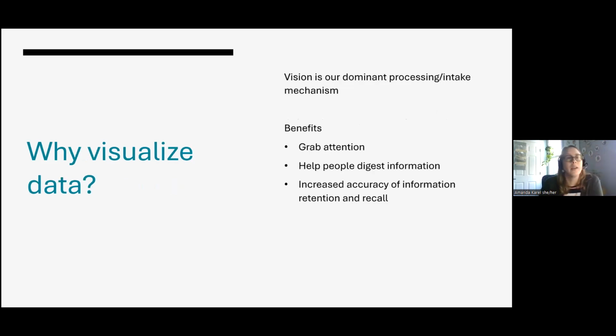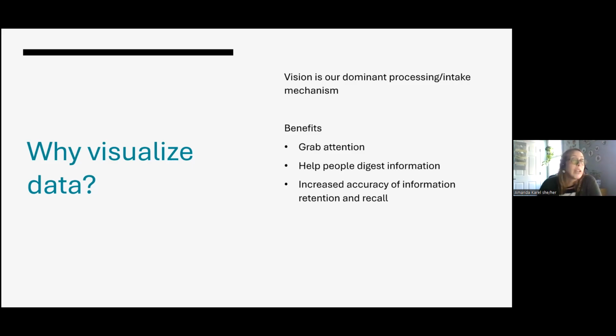So why visualize data? For most people, our vision is our dominant processing or intake mechanism. Human beings need pictures. We largely ignore words. Anyone who sent an email knows that. What's more, human beings can only process 3 to 5 things at once in ideal conditions. And let's be honest, how often are we functioning at ideal condition? So there's a lot of benefits that go into visualizing data when you're going up against these types of barriers.